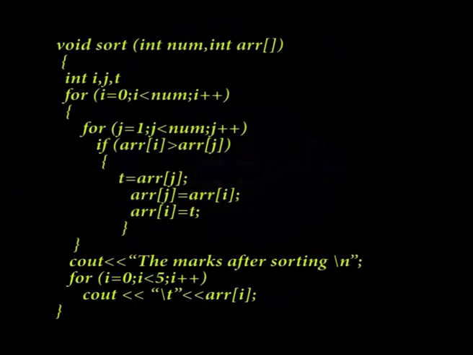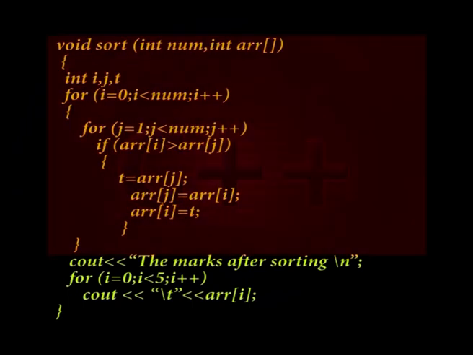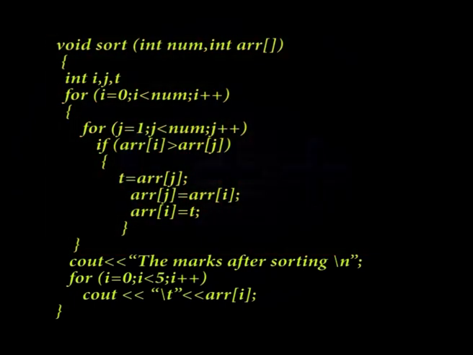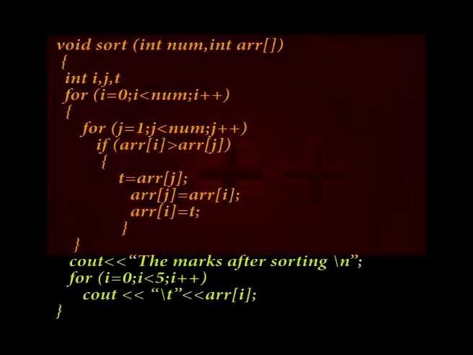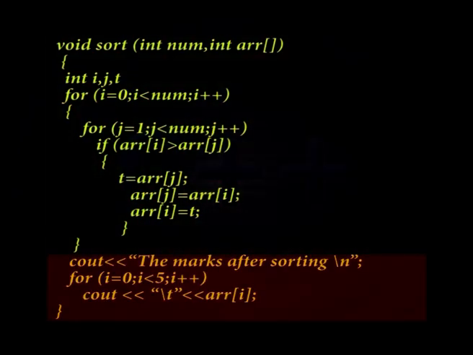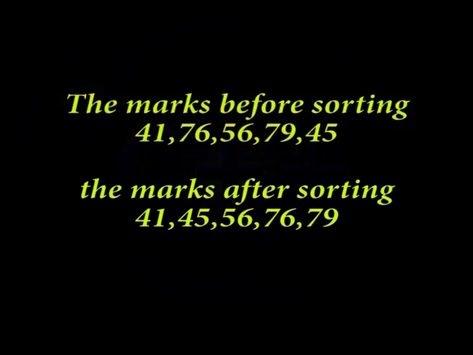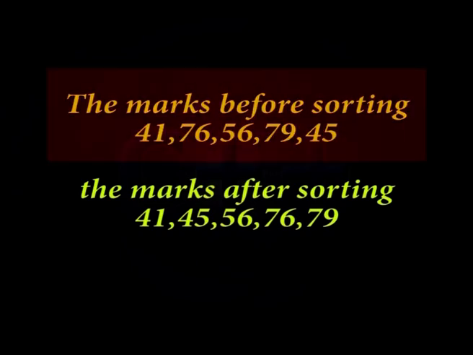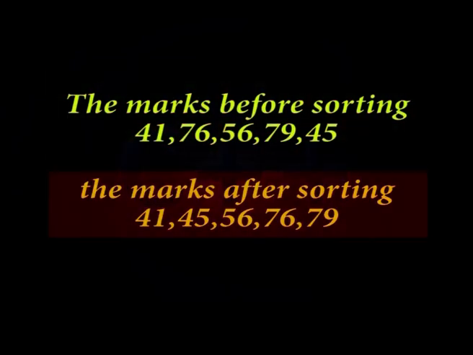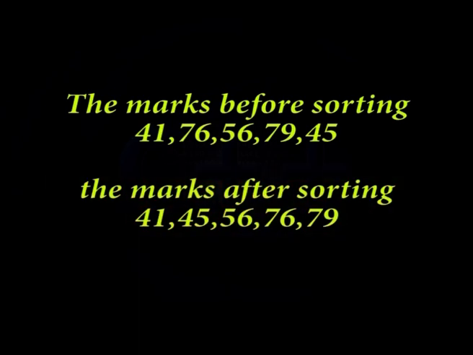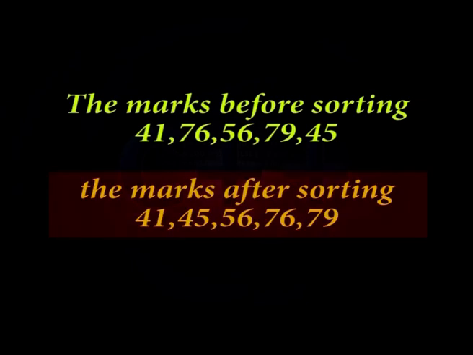The function sort is defined to take two arguments, that is the size of the array to specify the number of elements in the array, that is num, and array name, that is arr. The results will be as follows. The marks before sorting is 41, 76, 56, 79, 45, and the marks after sorting are 41, 45, 56, 76 and 79.